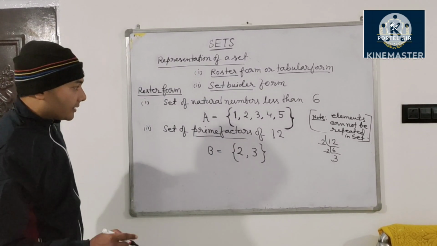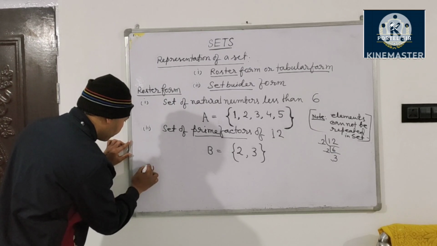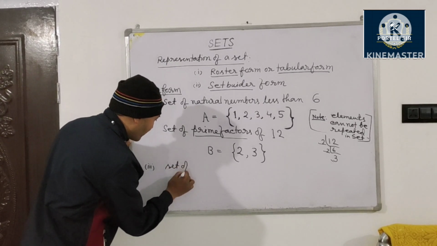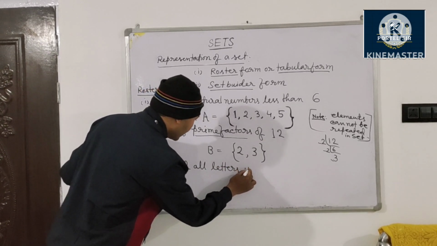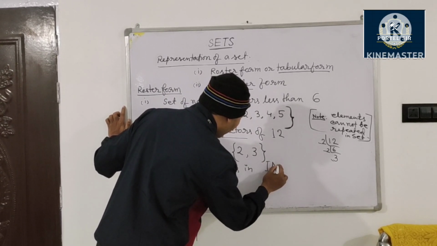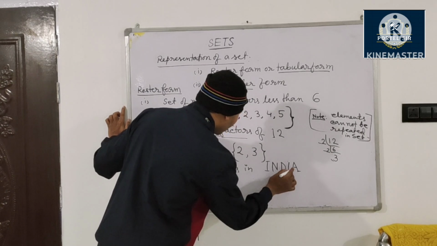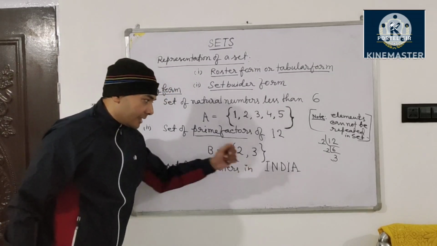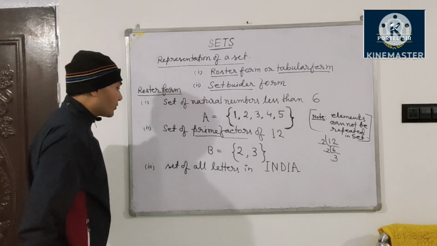Again I'll give you another example. Number 3. Set of all letters in India. Clear? So you can easily see the elements: I, N, D, I, A. This can be written in roster form in this way.